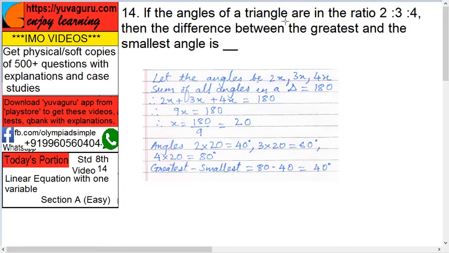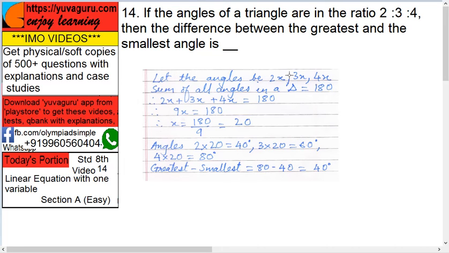Next, if angles of a triangle are in the ratio 2:3:4, then the difference between the greatest and the smallest angle is, means basic angles of a triangle 2:3:4. What is the sum of all the angles of a triangle? That is 180 degrees, right?